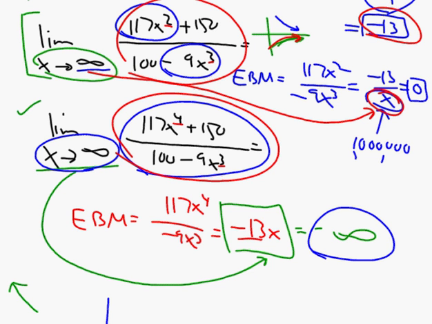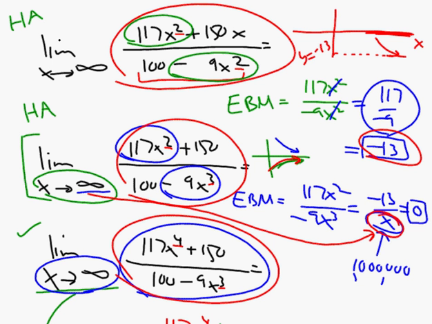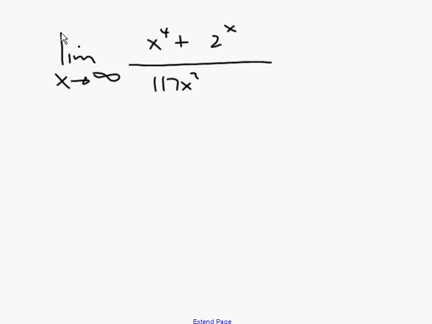Let's take this one step further. In the problems we did, they were easy because we could just look at exponents, like 2 versus 2 and 3 versus 2 and so forth. But what about a limit like this? Limit as x goes to infinity. And then suppose you have something like x to the fourth plus 2 to the x over 117x to the third plus 1,000. Now you want to go find your EBM.